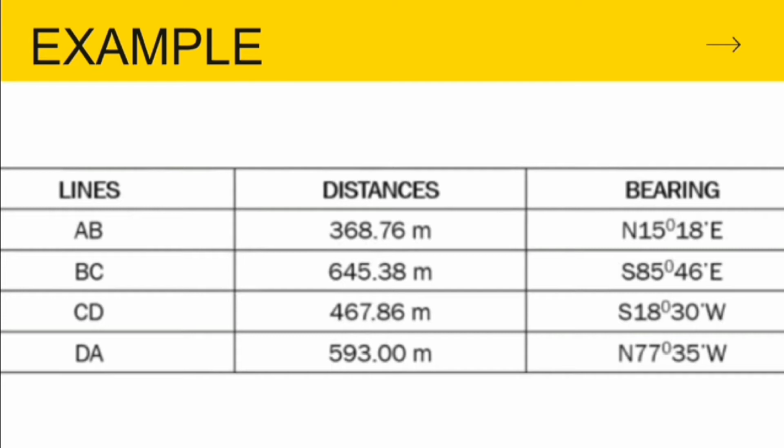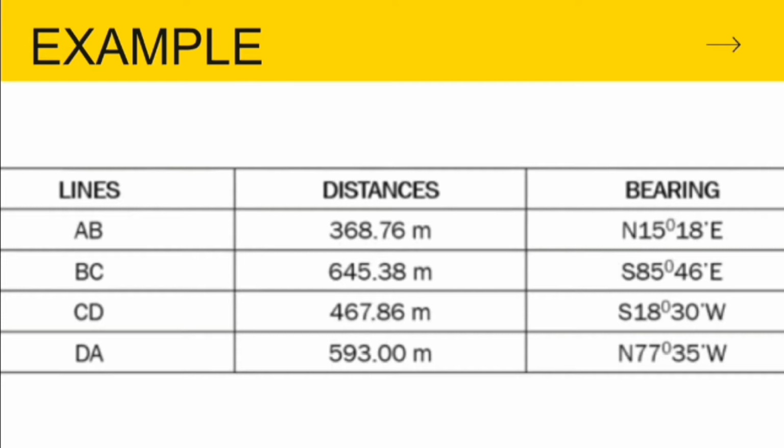Now line AB has a distance of 368.76 meters. BC has a distance of 645.38 meters. CD has 467.86 meters. And DA has a 593 meter distance.